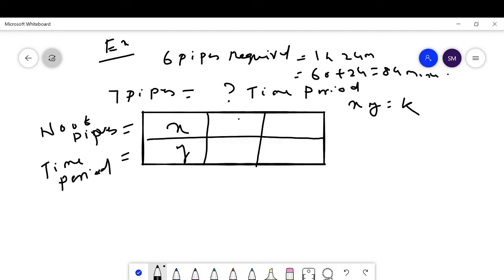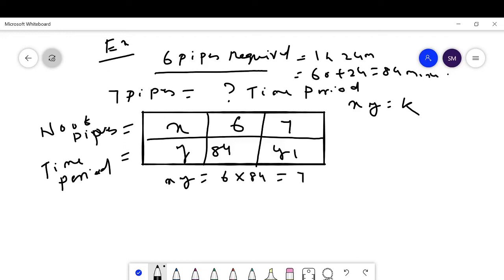When the number of pipes is 6, then the time period is 84 minutes. When the number of pipes is 7, we don't know the time period. We have to find out the time period. This is inverse variation, because when the pipes increase, the time period must decrease. xy is equal to k constant, means 6 into 84 is equal to 7 into y1, means y1 is equal to 84 into 6 upon 7.